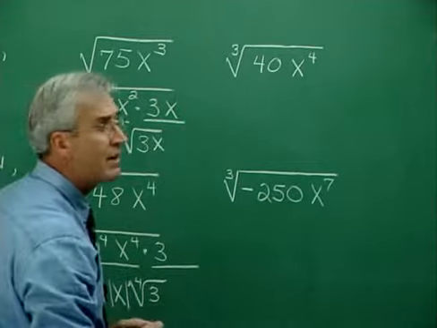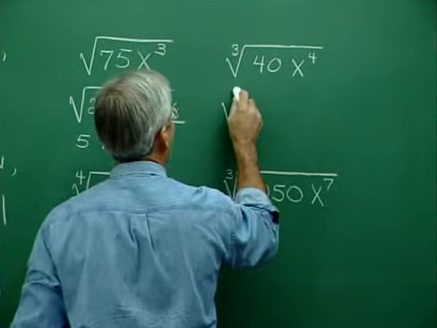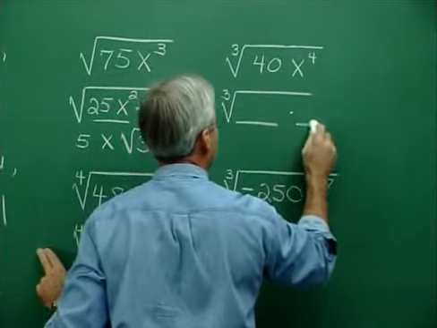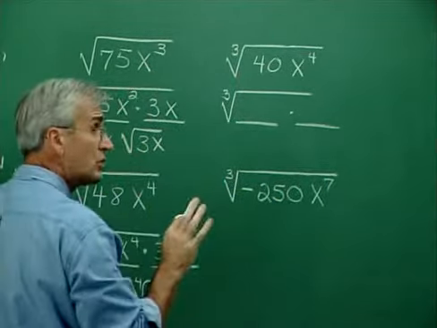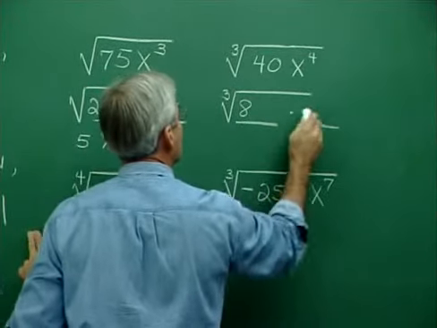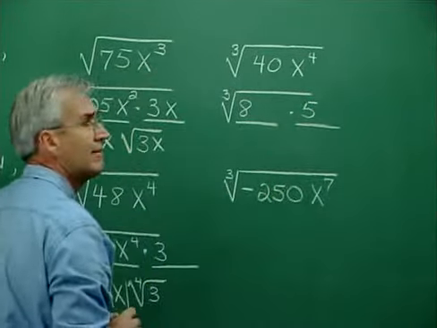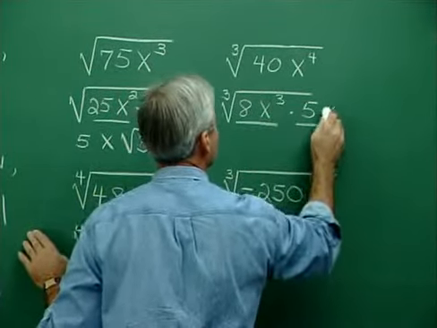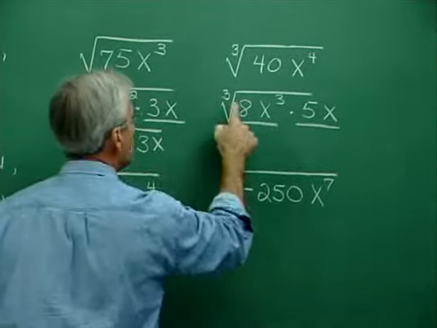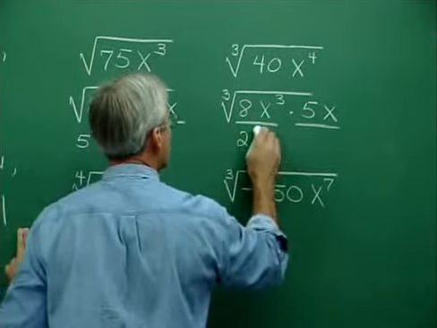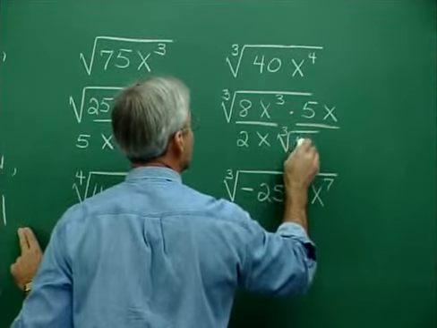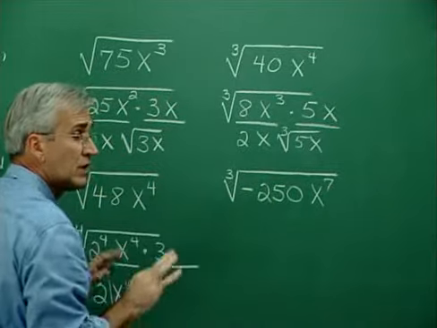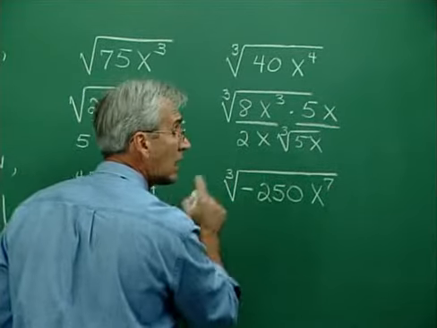For cube root, same idea. We are separating our radicand into cubes times leftovers. Now the largest cube in 40 is 8, and we factor 40 into 8 times 5. And then the largest cube in x to the 4th is x cubed. So we factor this way. And then the cube root of 8 is 2. The cube root of x cubed is x. And left under the radical is 5x. And that's all there is to it. Same idea here. And the negative business doesn't bother us at all when we're talking about cube root.